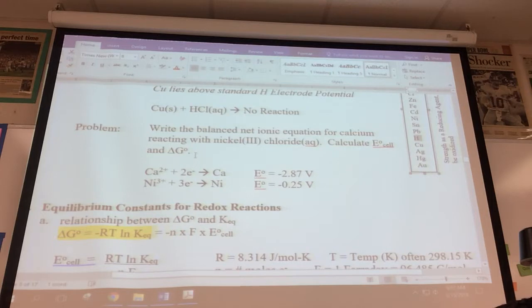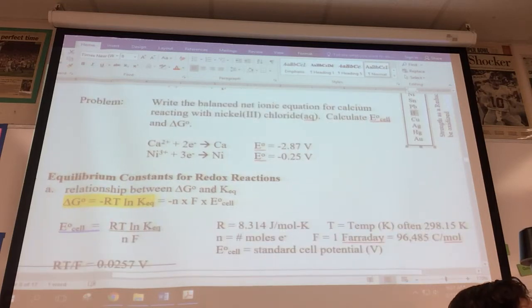And shown here, it says write the balanced net ionic equation for calcium reacting with nickel 3 chloride. Calculate E cell and delta G. And that's just more of what we've done already. So I guess it'd be good practice. Give it a shot. It says write the balanced net ionic equation, and I'm even telling you which one to flip around.